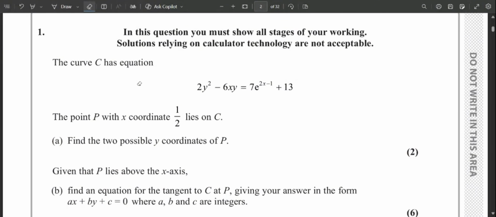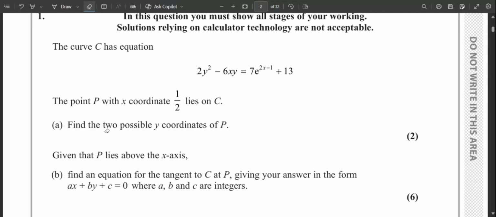We can see that in question number 1 we have a curve C that has an equation 2y squared minus 6xy equals 7e to the power of 2x minus 1, plus 13. The point P with x coordinate half lies on our curve C. In part A, we have to find two possible y coordinates of P.